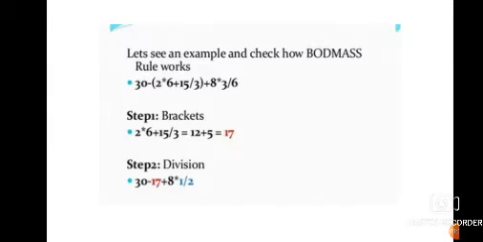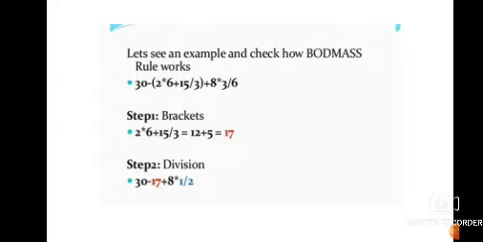So let's see an example and check how the BODMAS rule works. We've got a bracket. Inside the bracket we've got quite a few operations: 15 divided by 3, and 2 multiplied by 6, and even outside the bracket we've got various operations. So step 1 is the bracket. The question was 30 minus the bracket of 2 multiplied by 6 plus 15 divided by 3, and then plus 8 multiplied by 3 over 6.